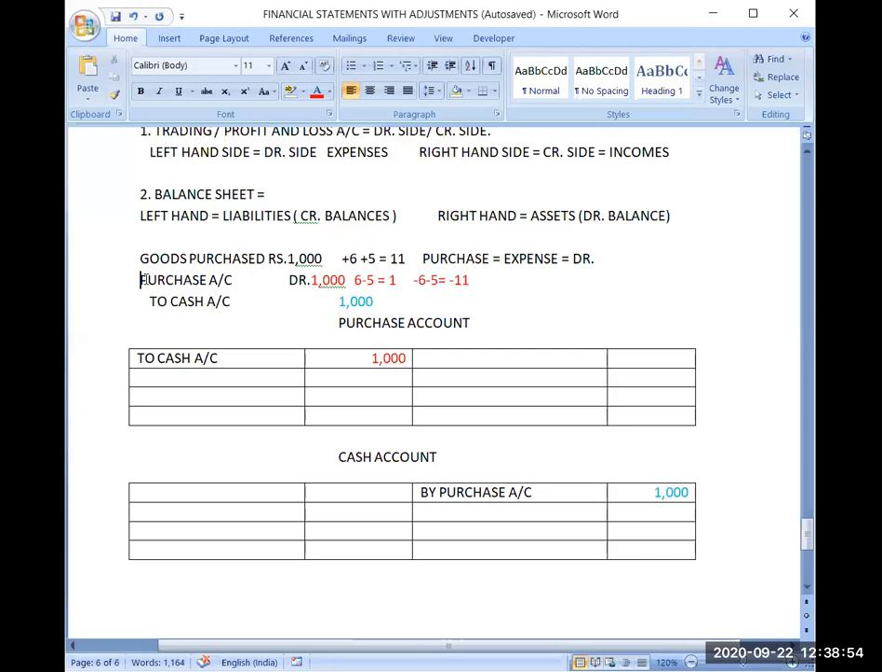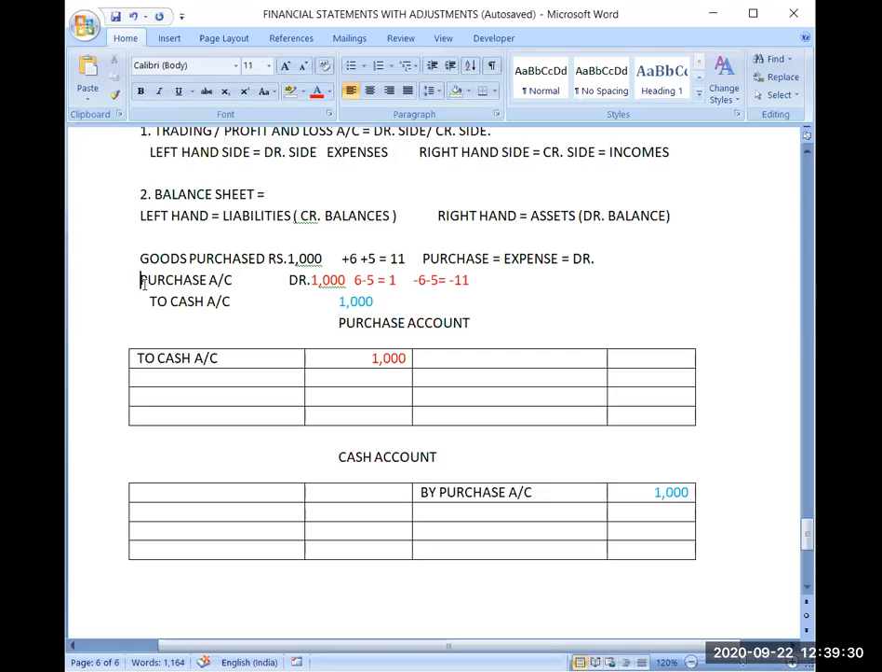If somehow I forget to record this transaction in my books of accounts, obviously it will become an adjustment because it is now an unrecorded transaction. Am I correct? And if it is an adjustment and I want to correct my financial statements, then I need to correct the purchase account as well as the cash account.